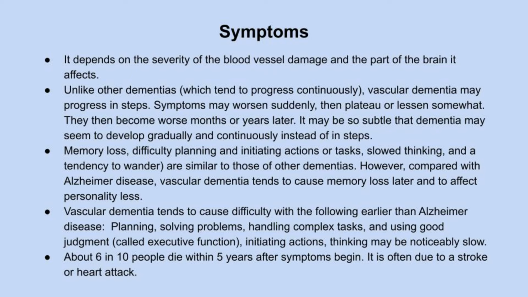However, compared with Alzheimer's disease, vascular dementia tends to cause memory loss later and to affect personality less. Vascular dementia tends to cause difficulty with the following earlier than Alzheimer's disease: planning, solving problems, handling complex tasks, and using good judgment, called executive function. Initiating actions, thinking may be noticeably slow. About 6 in 10 people die within 5 years after symptoms begin, and this is often due to a stroke or a heart attack.